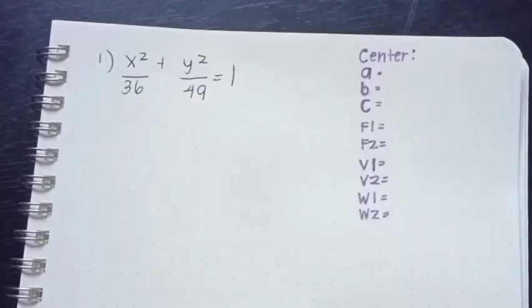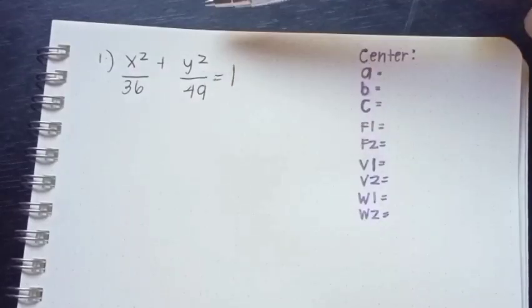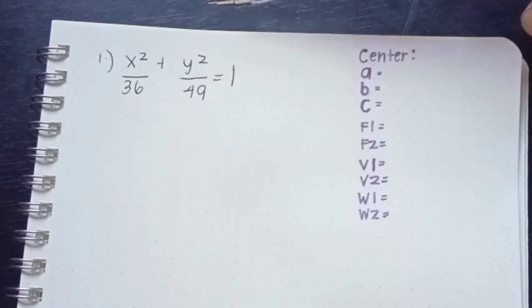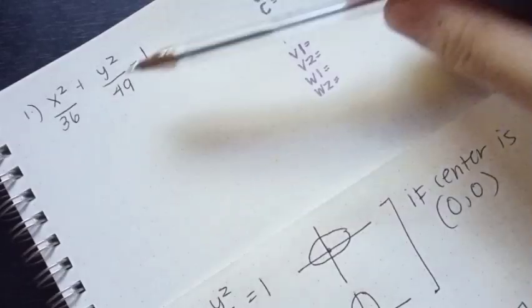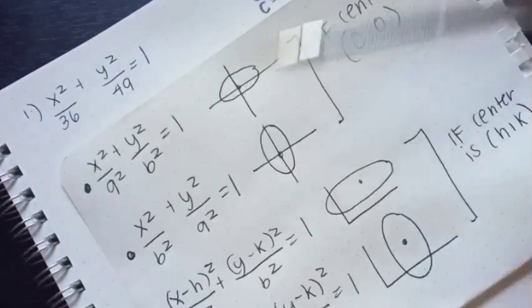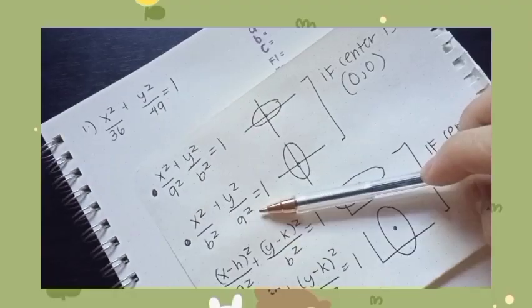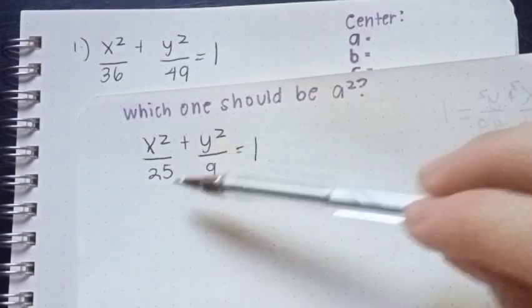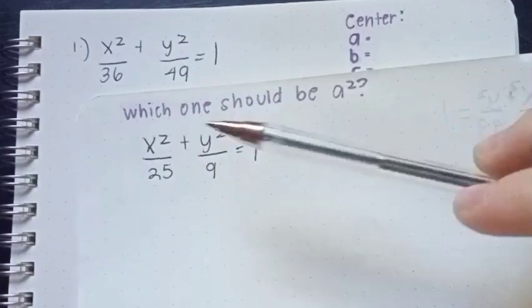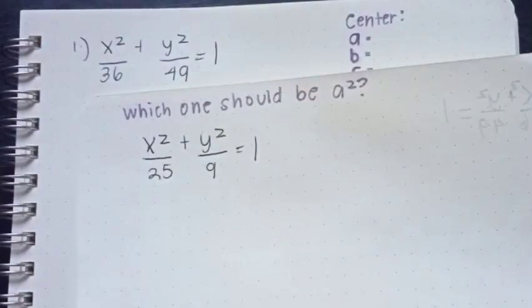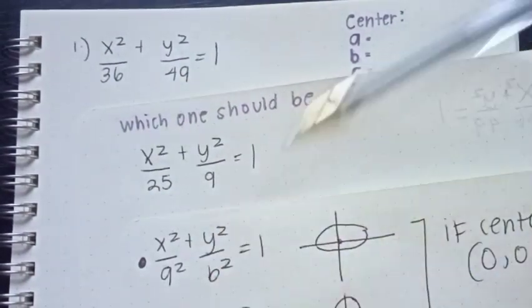Since a squared is always higher than b squared, 49 should be a squared since it's higher than 36. Since this is a squared, the graph is going to be vertical. It's going to be like this. How about this one? Which one should be the a squared? Since 25 is bigger than 9, 25 should be a squared. This is the equation that we'll be using, and the graph will look like this.